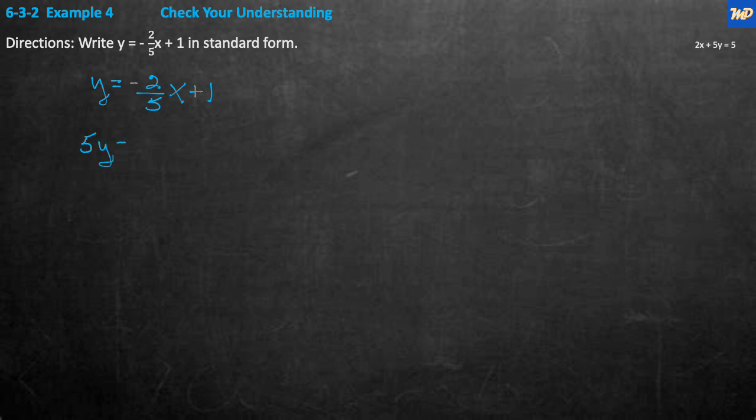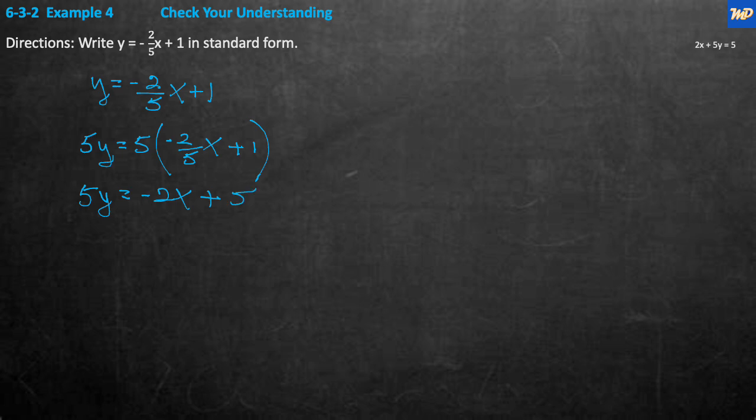So we have 5y is equal to 5. The whole right side is going to get multiplied by the 5. 2/5 x plus 1. We're going to multiply through using the distributive property to get rid of it. And we're going to end up with 5y is equal to 5 divided by 5 is a 1, so we're going to have negative 2x, because the 5's cancel, plus 5 times 1 is 5.